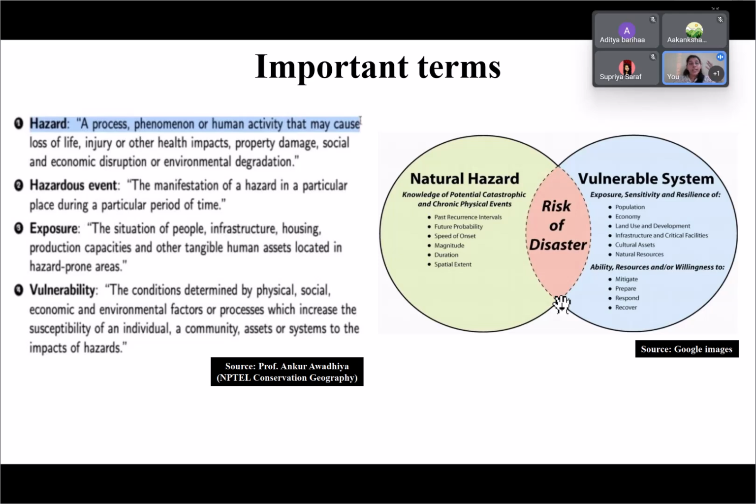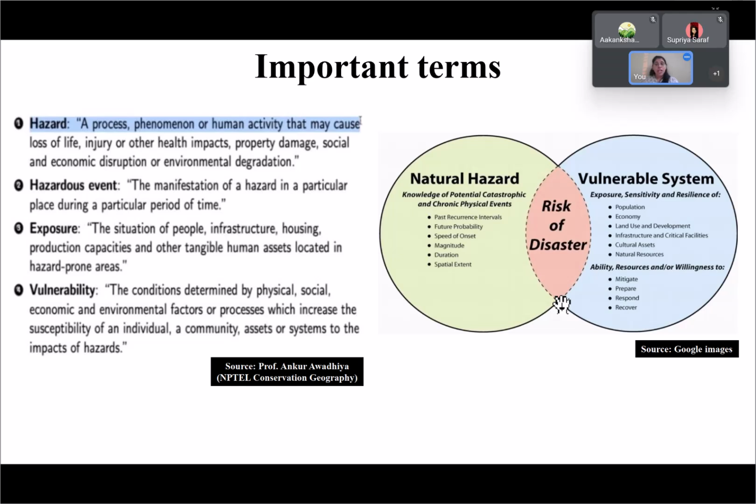Now, hazardous event is basically the manifestation of the hazard in a particular place during a particular time. So, let's say there was some process that you knew will lead to environmental degradation. You knew that was a hazard, and because of some reason there was no care taken for it. So now it has actually manifested, and it is actually now showing the effects that it can. That's hazardous event. It has become an event, not a disaster yet, but hazardous event for sure.